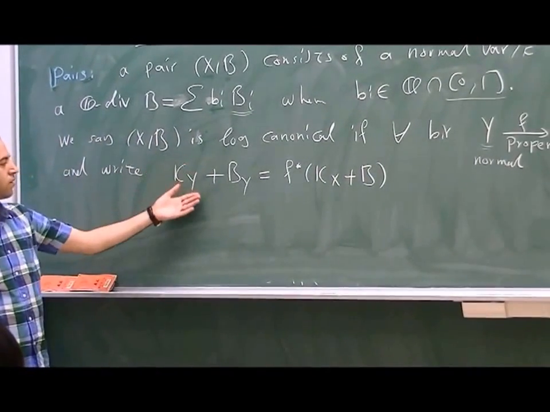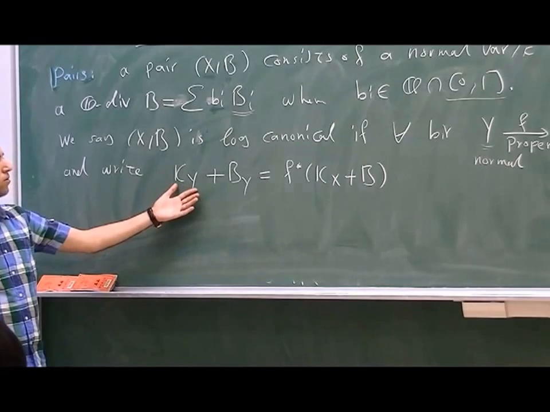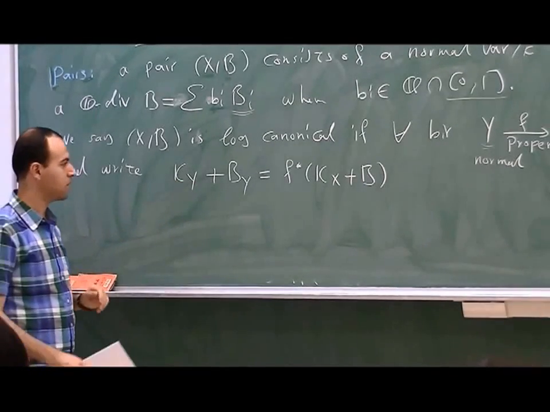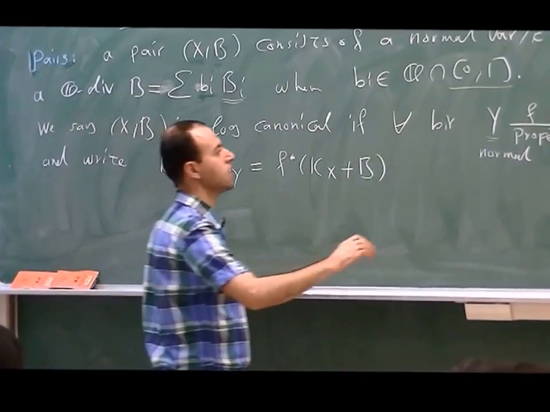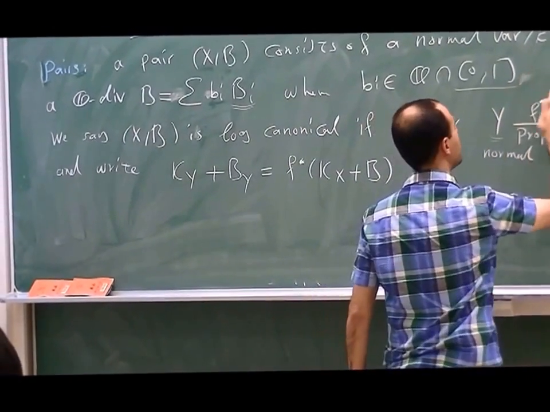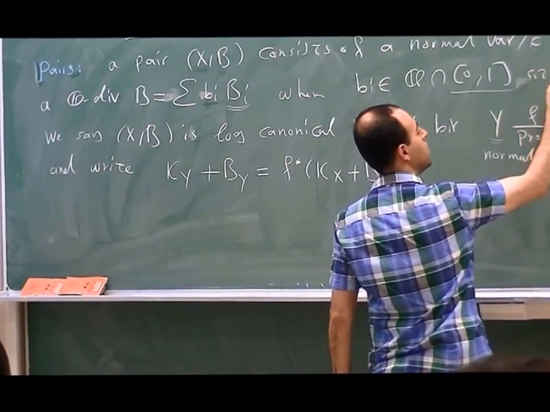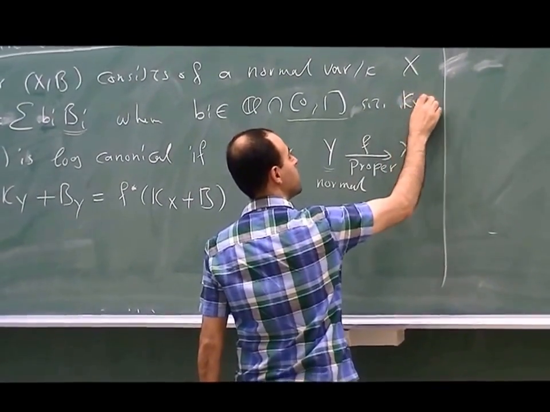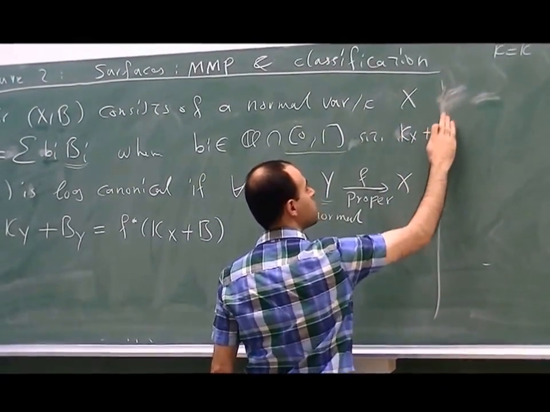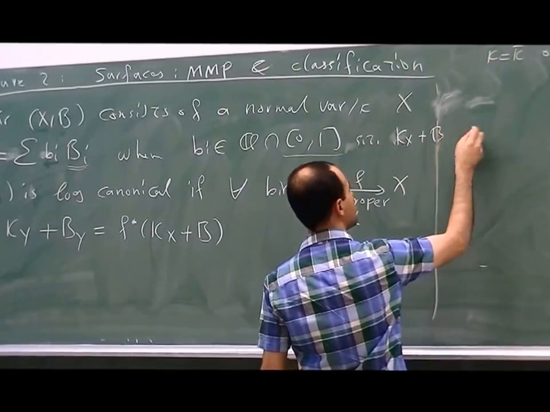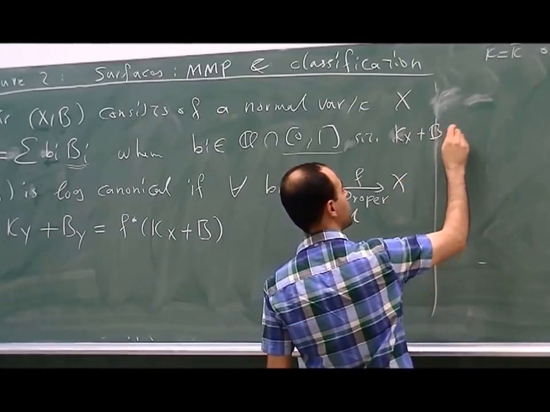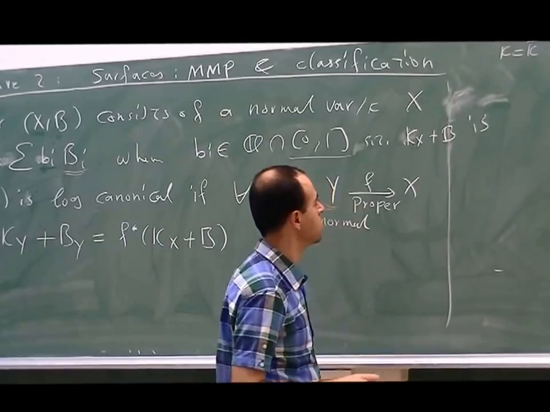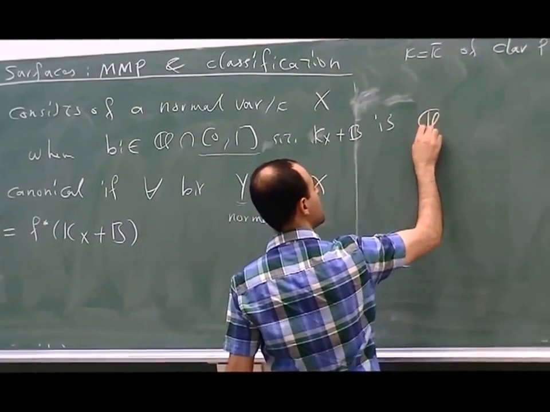As you already have a canonical divisor or bundle over X. There is one thing I forgot here. I should say that K_X + B is Q-Cartier. So most of these things are technical. You don't need to worry so much about it. It will be clear later on why we put these conditions.